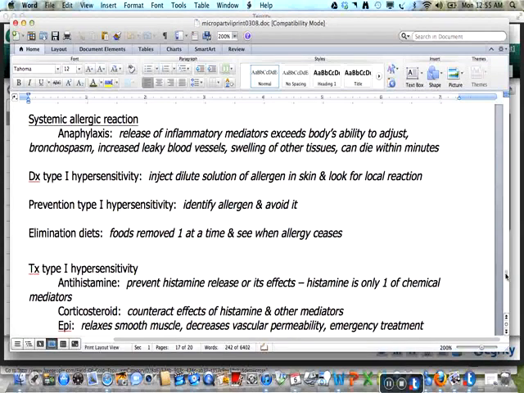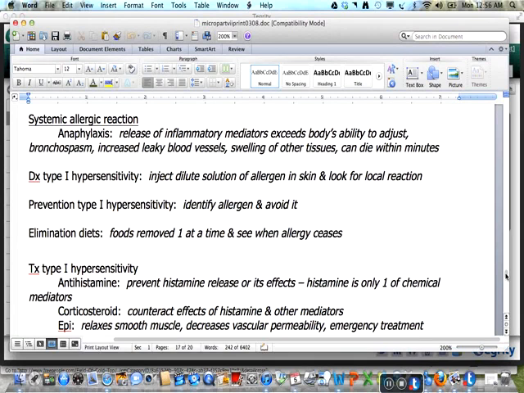Type 1 hypersensitivity can be diagnosed by injecting a dilute solution of the allergen in the skin and observing for local reaction. Oftentimes it is diagnosed on clinical presentation alone. These are not real pleasant tests for the patient because you are looking to agitate this type of response, and the testing involves actually triggering a smaller amount of immune response in their skin.